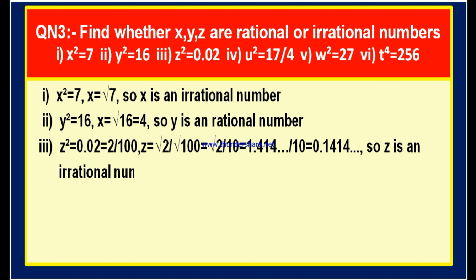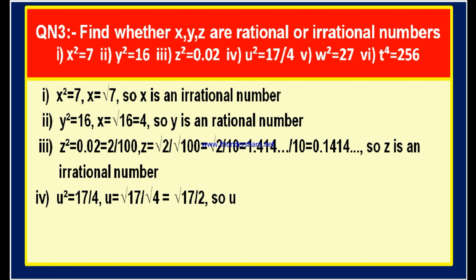Understood? Now, fourth bit, u square is equal to 17 by 4. Then u value is root 17 by root 4. Root 4 value is 2. Root 17 is an irrational number because 17 is not a perfect square number. Since 17 is not a perfect square number, root 17 is an irrational number. An irrational number divided by 2 is always an irrational number.